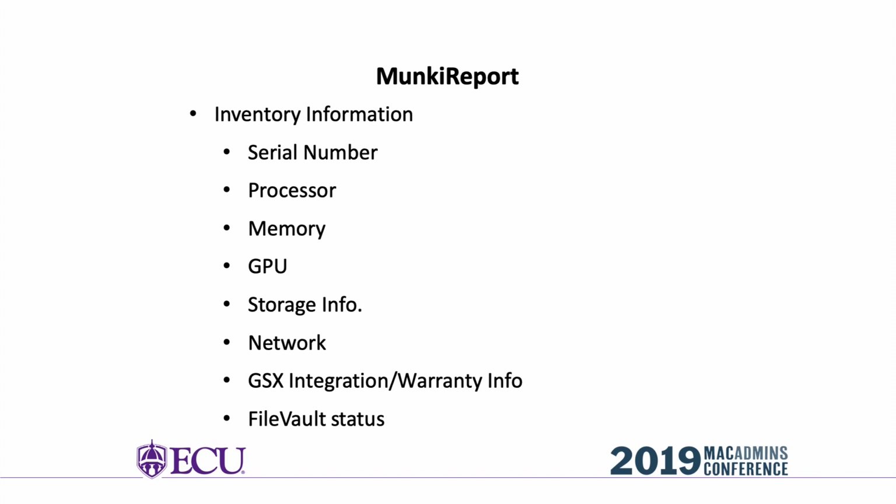Continuing on, it lists inventory information, and you see all the different options, like serial number and processor. It can report on the model, how fast it is, how many cores it has, and memory: how much memory you have, what type of memory it is, GPU, what model GPU, of course, what its clock rate is, and storage info. Whether you're running a solid-state drive, a traditional platter hard drive, or a fusion drive.